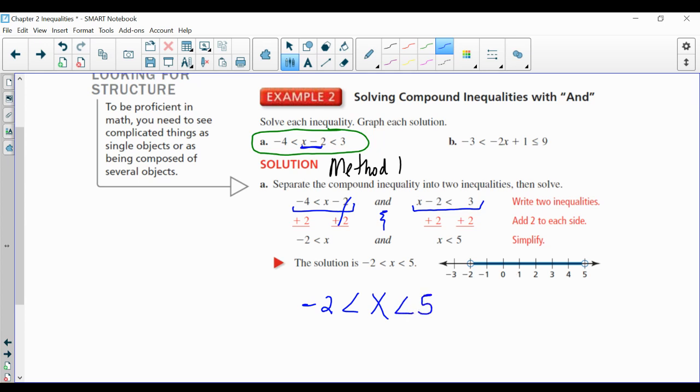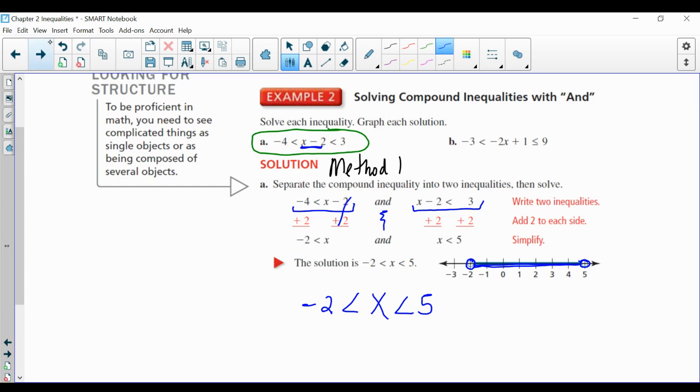So now I'm going to graph it. I know that these are both open circles. I'm going to put an open circle at -2 because that's my minimum, and an open circle at 5 because that's my maximum. And now I'm going to go ahead and connect them. So that is method number one.